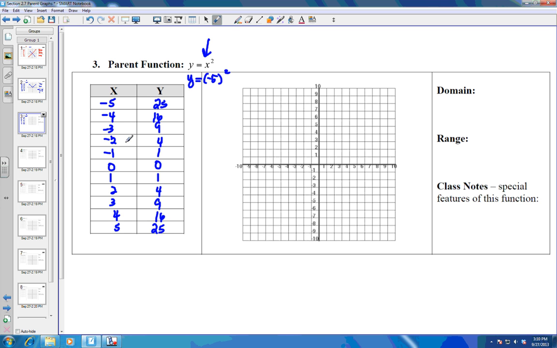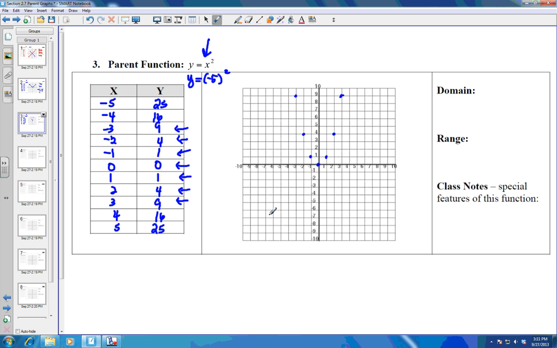Okay, so we can plot these points, but I'm going to run off my graph, so I'm just going to plot the points that I have. Okay, well I have the point 0, 0. I have the point negative 1, 1. And I have the point 1, 1. I also have the point negative 2, 4. So negative 2, 1, 2, 3, 4. I have the point 2, 4. And then I have the point 3, 9. And I also have the point negative 3, 9.